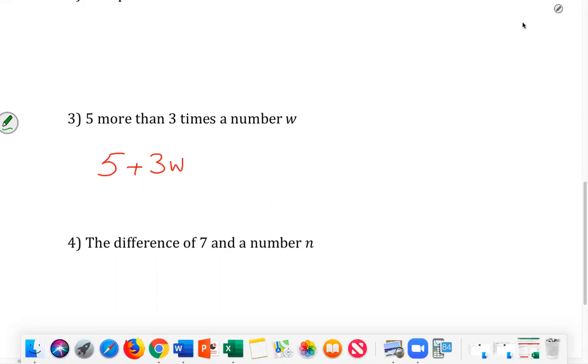Last but not least, the difference. So that means I'm going to subtract my next 2 things. And this order really matters. So I have to make sure I put it in the right order. So it says 7 and n. So I have to write it as 7 minus n.